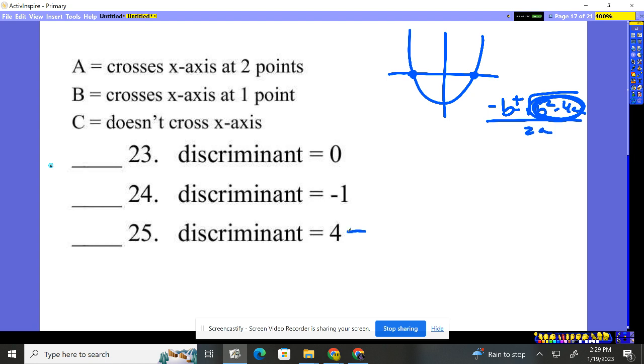So I'm going to go to 25. It has a positive 4. That means there's going to be two solutions, and it means it's crossing in two spots. So here, that's A right there.